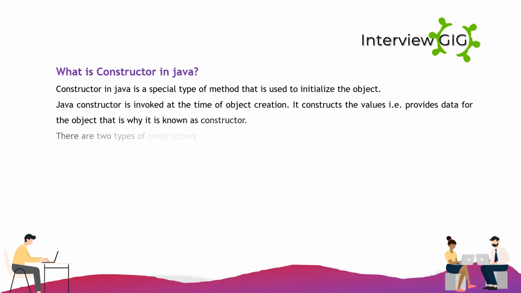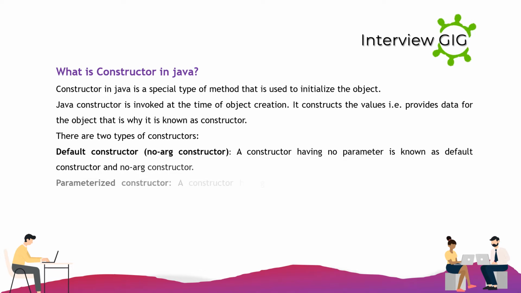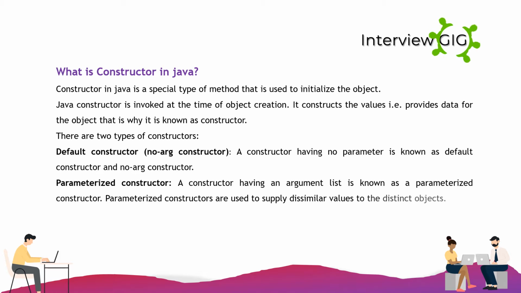There are 2 types of constructors. Default constructor, or no-arg constructor: a constructor having no parameter is known as a default constructor or no-arg constructor. Parameterized constructor: a constructor having an argument list is known as a parameterized constructor. Parameterized constructors are used to supply different values to distinct objects.